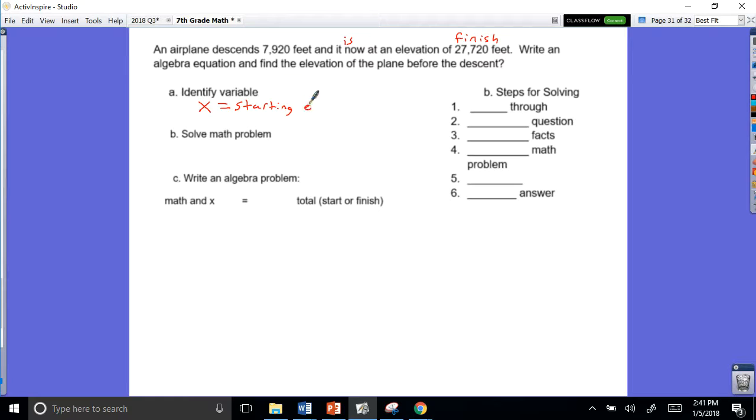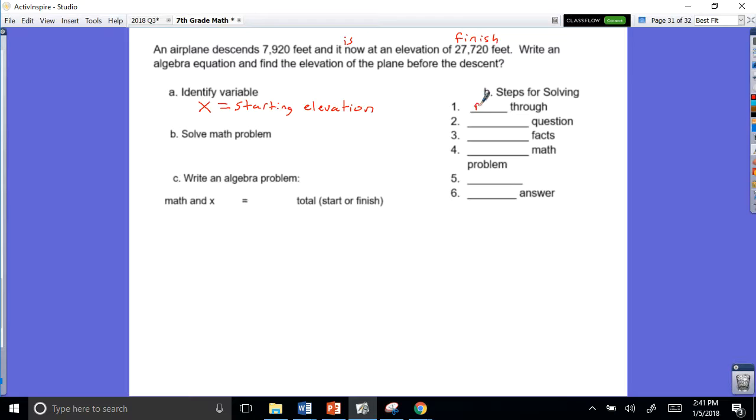Okay, starting elevation. That's what we are trying to solve for. That's the question we're trying to answer. Now we're going to go on to part B. We're going to solve the math problem. We're going to use that helpful hint of solving this math problem.